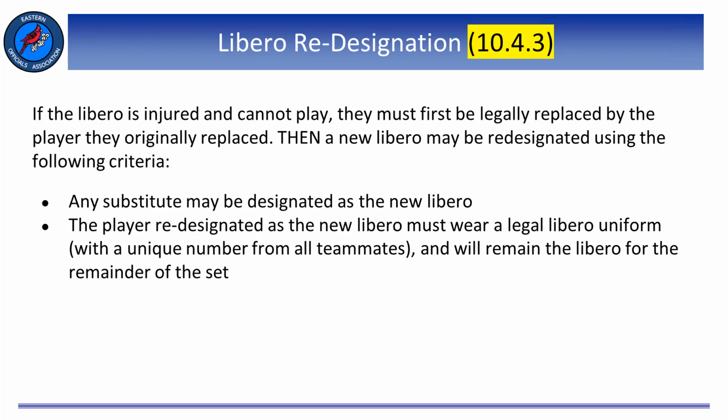There are possible scenarios where a team would be allowed to redesignate their libero if that libero is injured or ill and cannot play. First things first, the player that they are currently on the court for must legally replace them. Then a new libero may be redesignated using the following criteria. Any substitute on the bench may be designated as the new libero. If that player is redesignated, they must then change into a legal libero uniform with a unique number from all teammates and clearly contrasting in color, just like we follow our normal libero jersey rules. And they will then remain the libero for the remainder of the set as our redesignated libero.